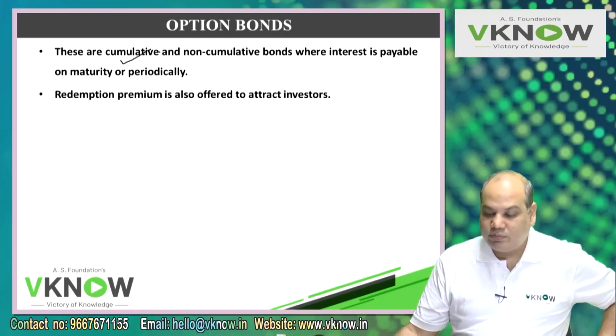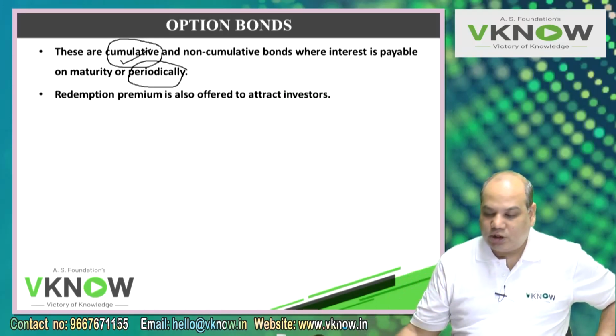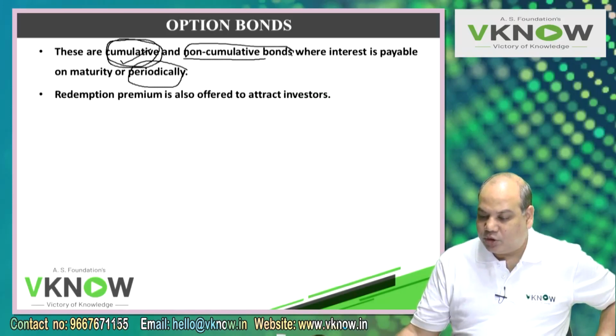So what will happen? They will not pay you interest periodically. All interest will accumulate. Just like a bank FD, when you invest in a bank FD 1 lakh, after 5 years they give you 1,60,000. So what is happening is interest is accumulating, and on maturity, principal plus interest accrued will be paid. And then what is non-cumulative? Here interest will be paid periodically.